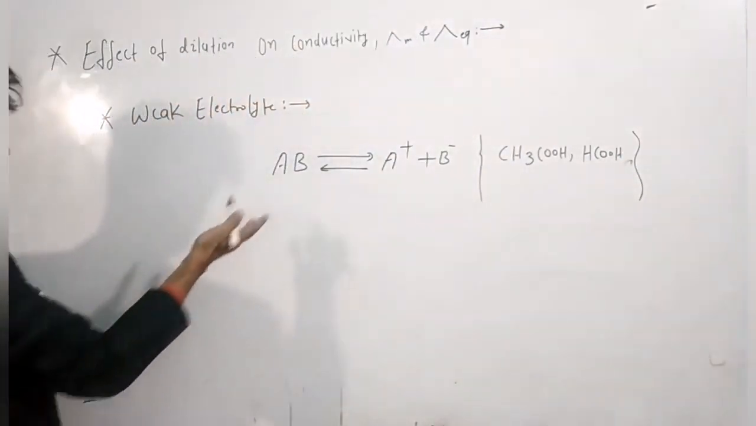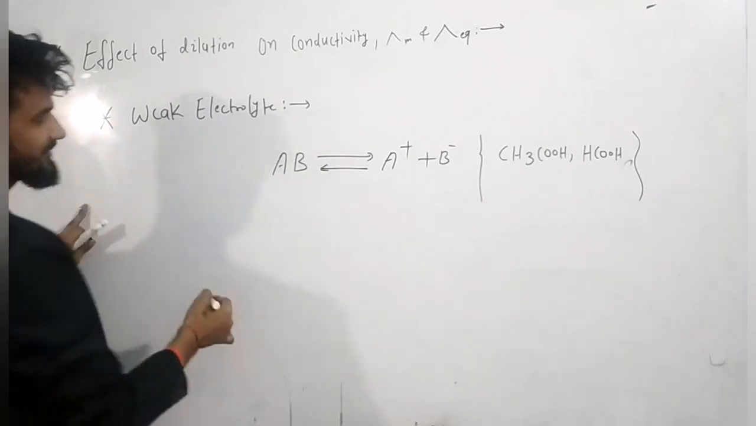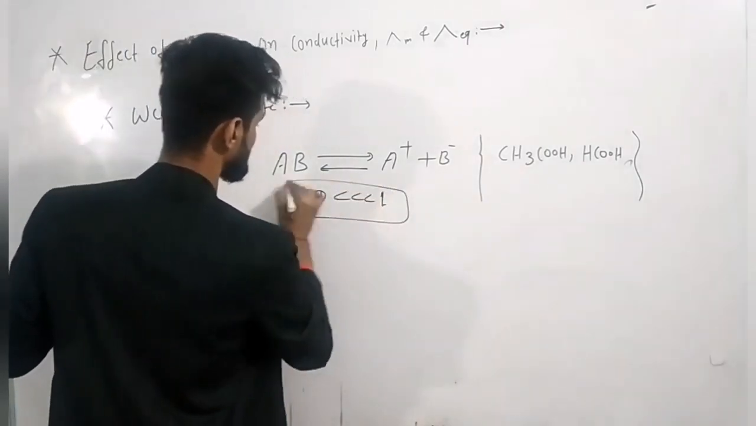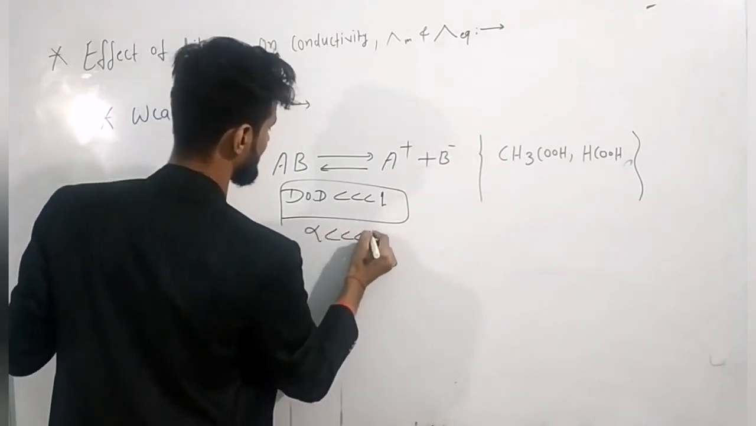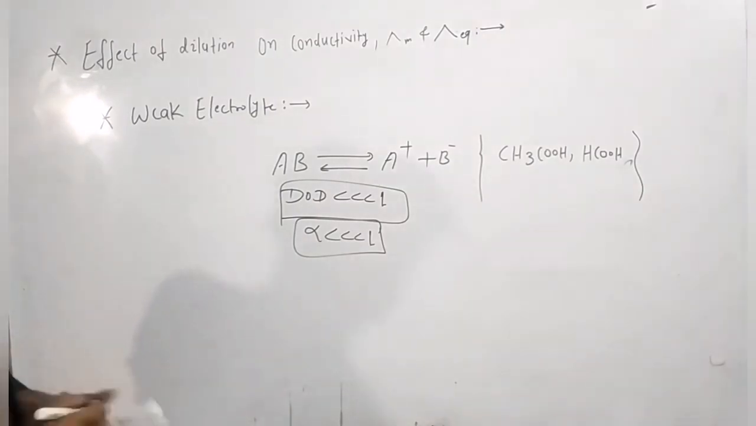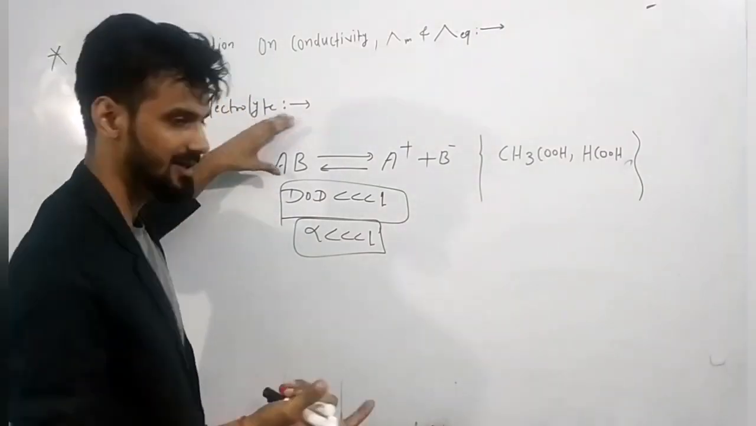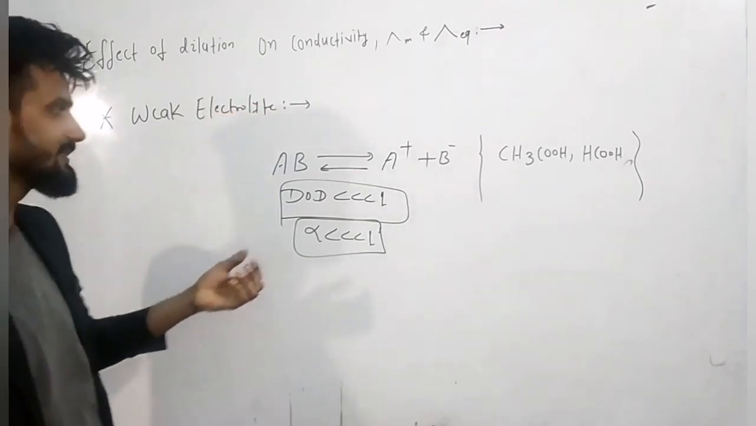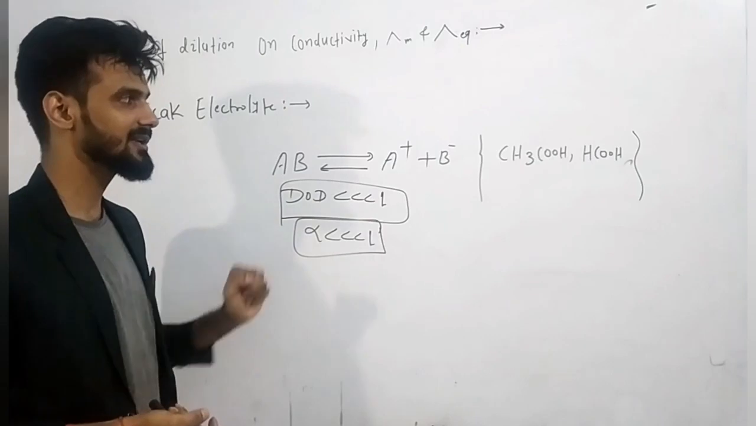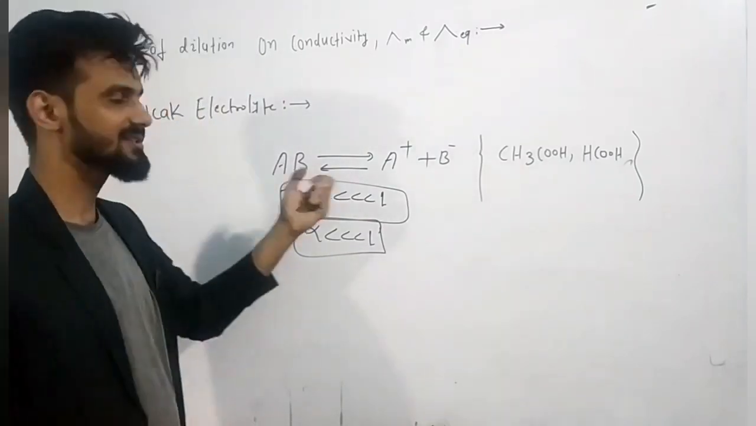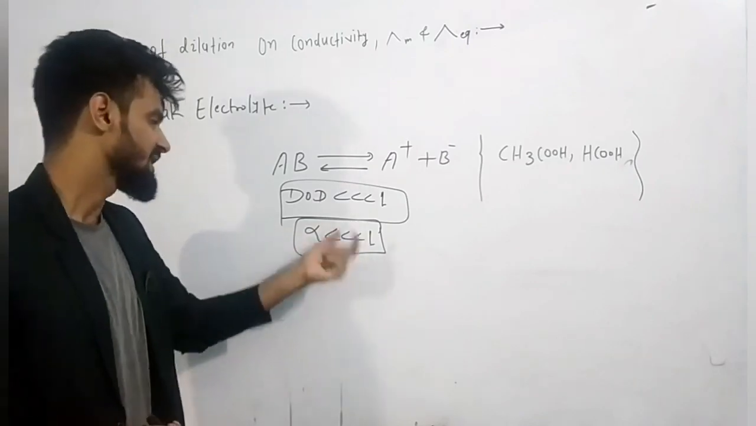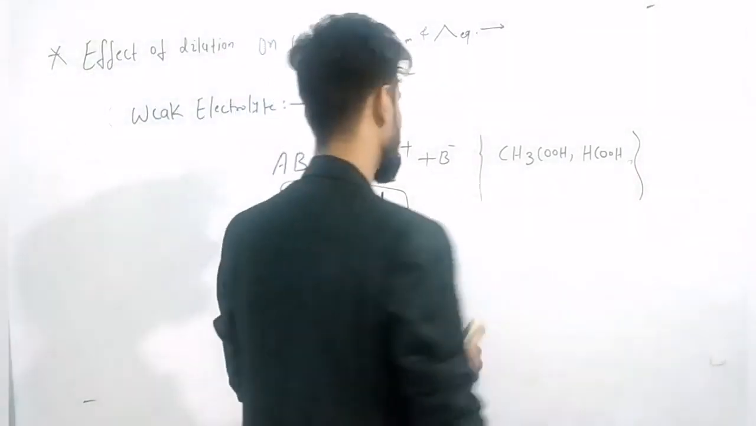Now understand one thing. It's feebly dissociable. The degree of dissociation for a weak electrolyte is very much less than 1, so alpha will be very less than 1. If you have a little bit of knowledge about ionic equilibrium, you can understand what happens if you dilute the weak electrolyte. The degree of dissociation increases. The value of alpha is getting increased.